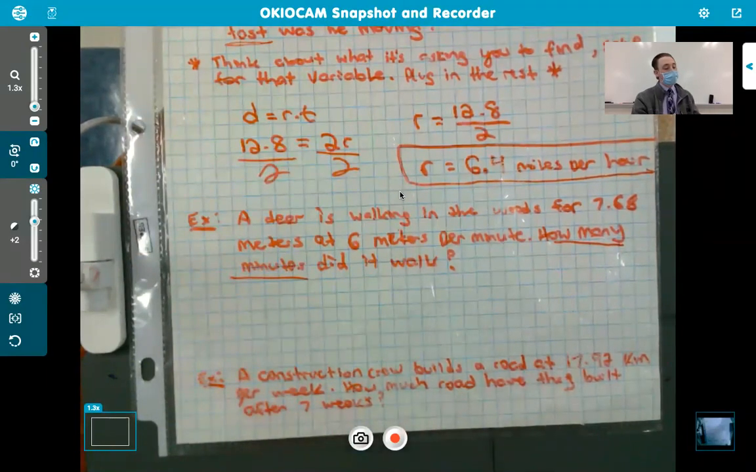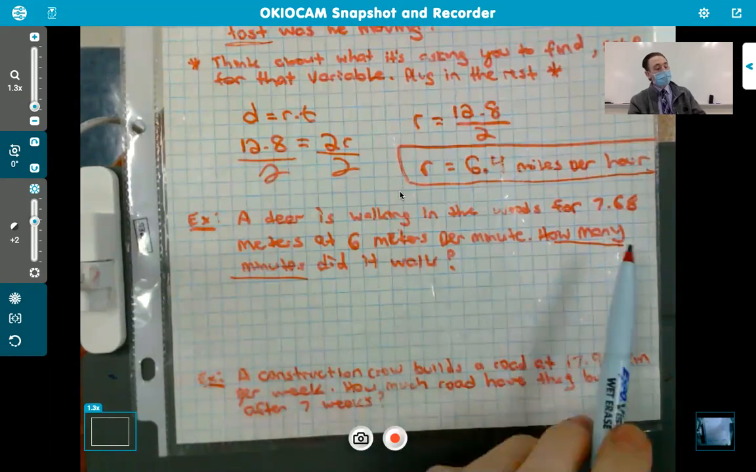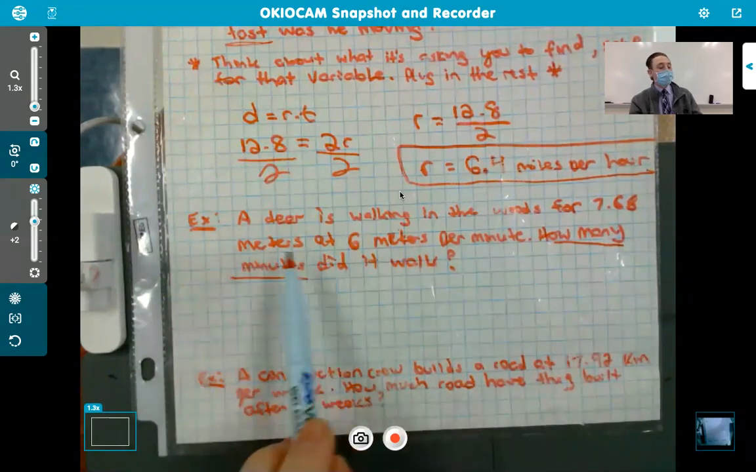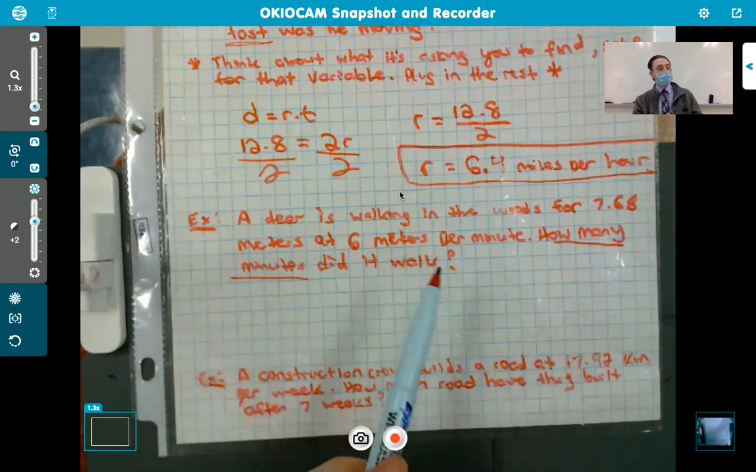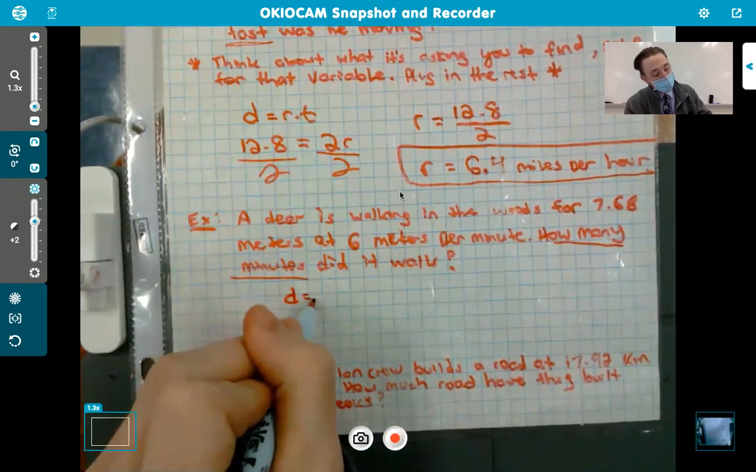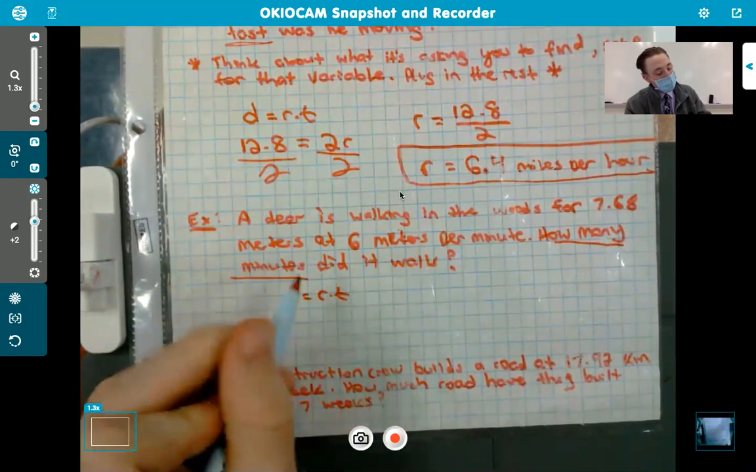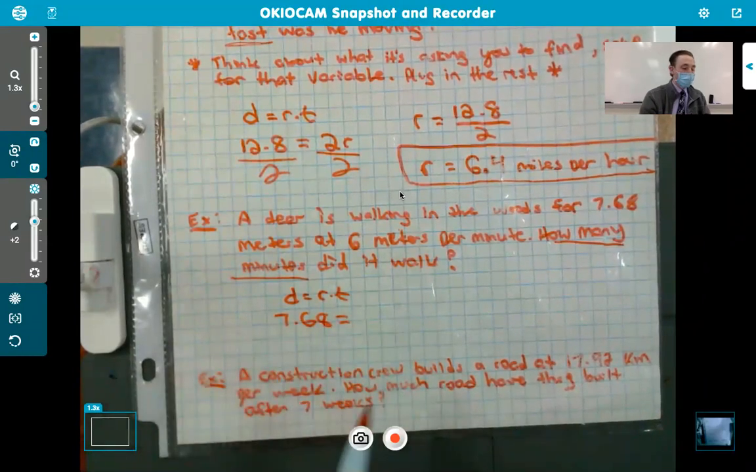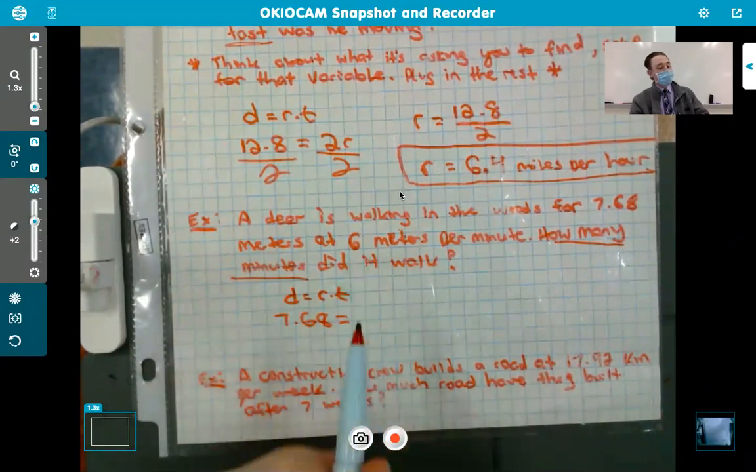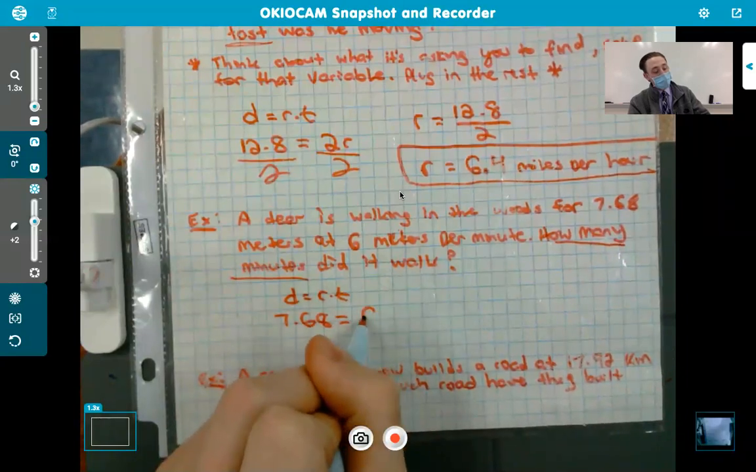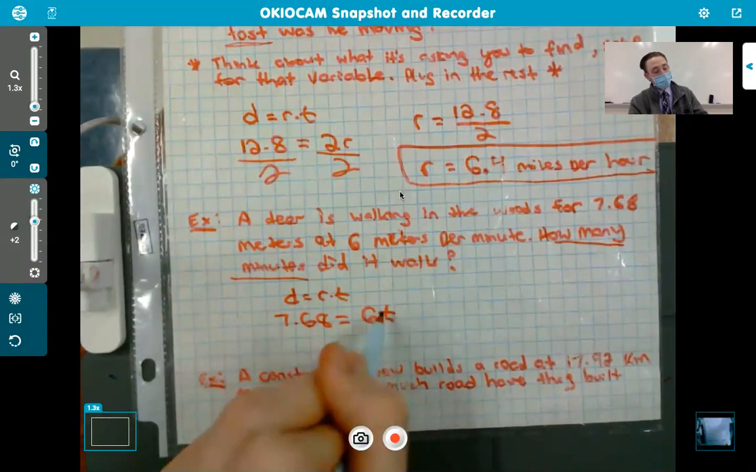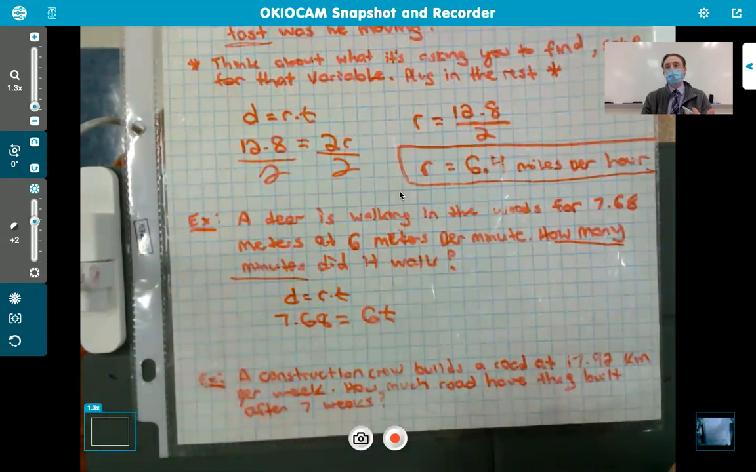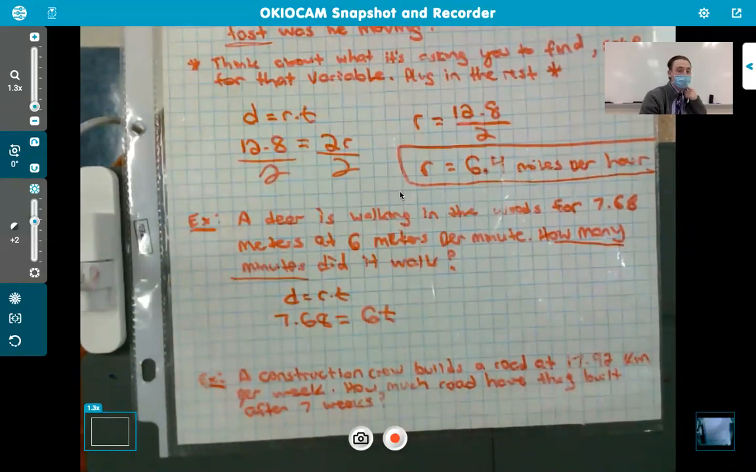It's something that I don't know. It walks in the woods for 7.68 meters. Is that distance or is that rate? Distance. So I have D equals RT. I'm going to plug in 7.68 for my distance. It travels at 6 meters per minute. That's my rate. And as we said as a group, we don't know the time, right? So that's my unknown variable.